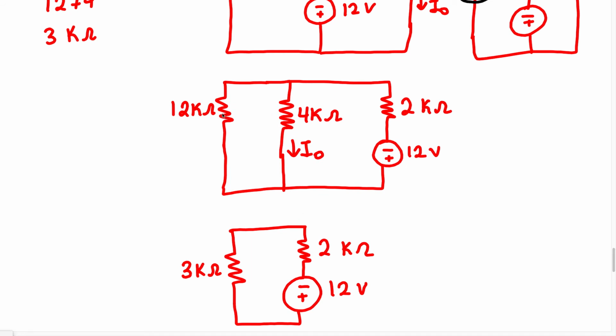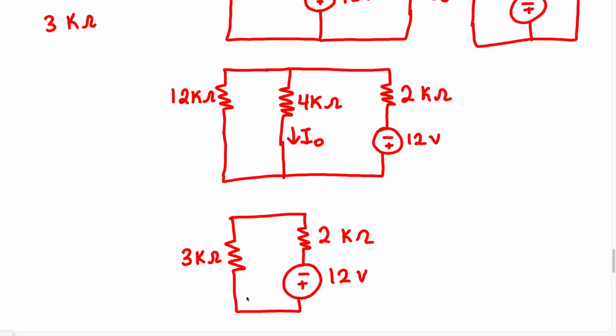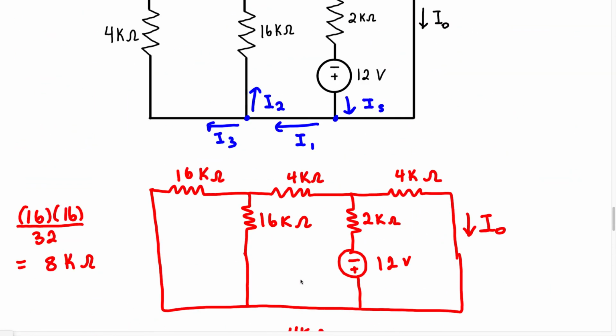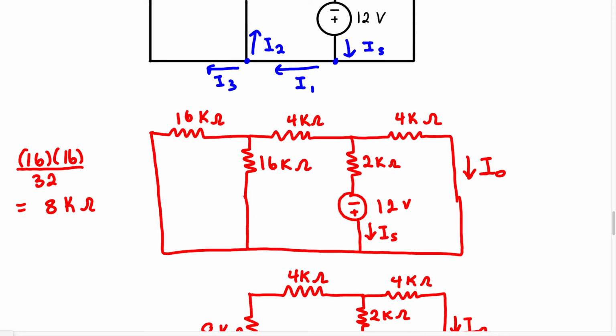Now, once we combined these two, using the parallel combination for resistors, we no longer have I0, right? I0 has now disappeared. But what we do have is this new resistor, and this 3K resistor is actually going to be in series with this 2K resistor. So now what we can find is going to be the current source, which we labeled here as IS. So even though we had I0, we also had IS the entire time. So this was IS, which is the current source.